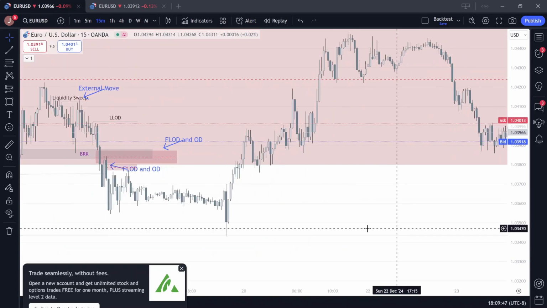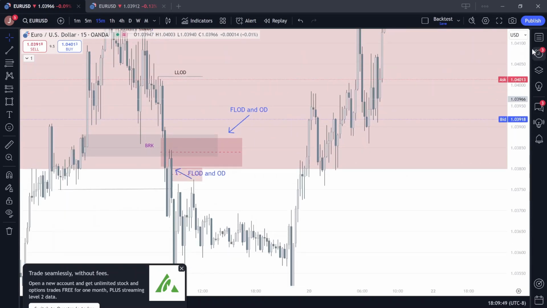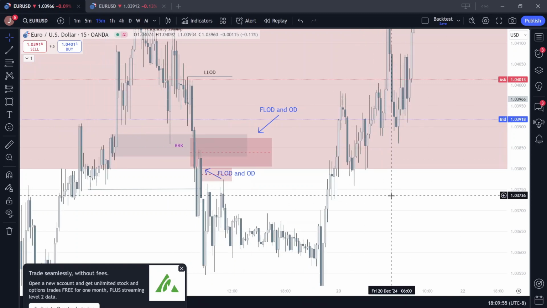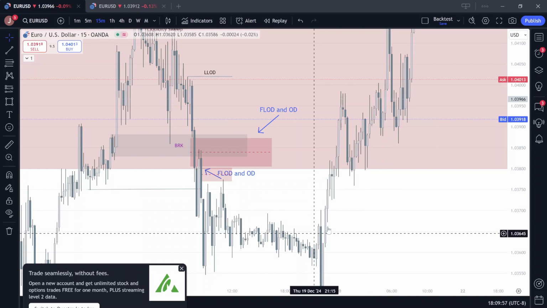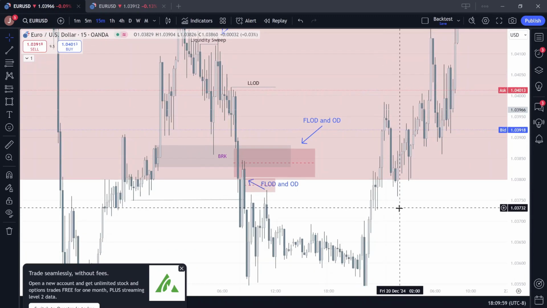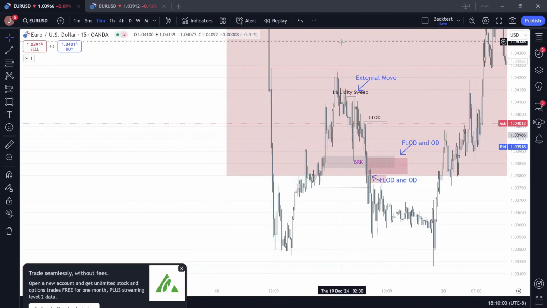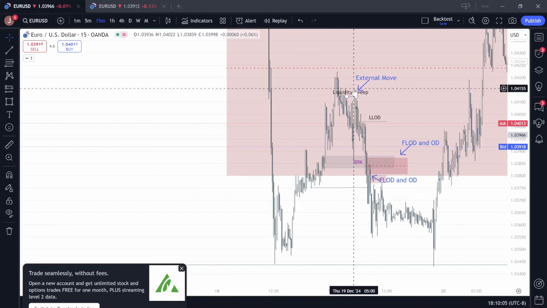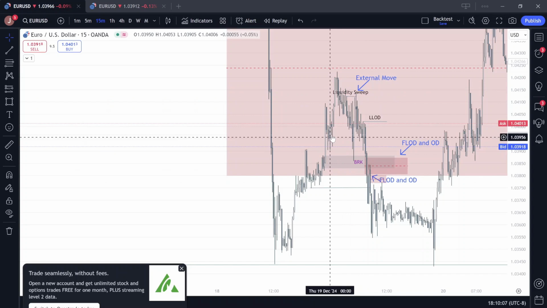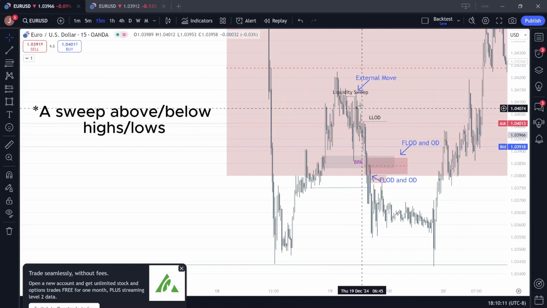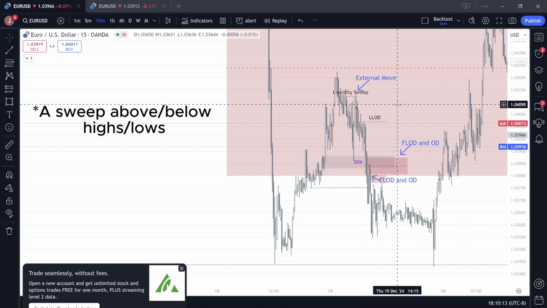So an internal move is basically when PD arrays such as fair value gaps, order blocks, breaker blocks, mitigation blocks, are being respected. What does that mean? It means that if this is a bearish fair value gap, we're going in the direction it wants to go. So anything opposite in the direction is an external move. I think this way of thinking makes it a lot simpler.